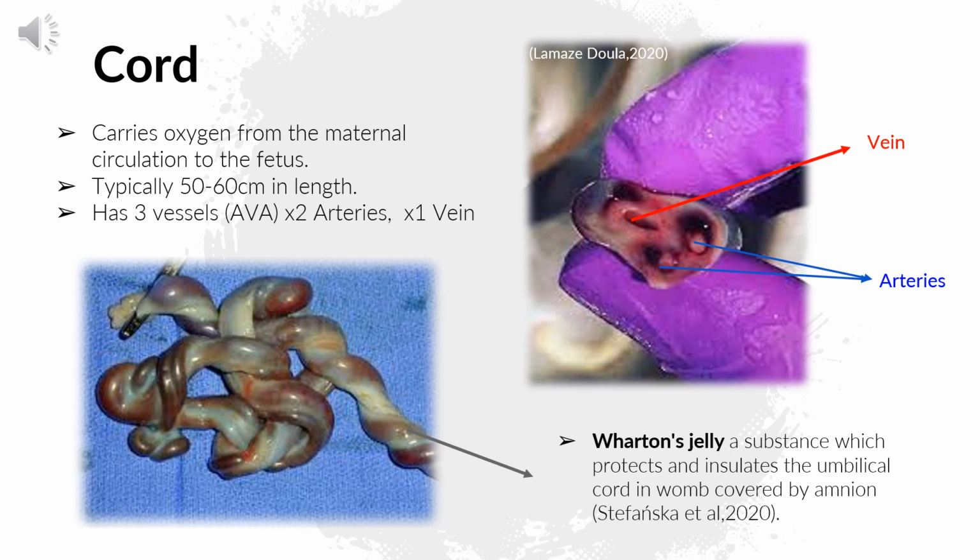Now you may be wondering, what is this grey shiny thing that I can see that's surrounding the vessels? This is known as the Wharton's jelly. What the Wharton's jelly does is provide structural compression support of the vessels, as well as protecting and insulating the umbilical cord.